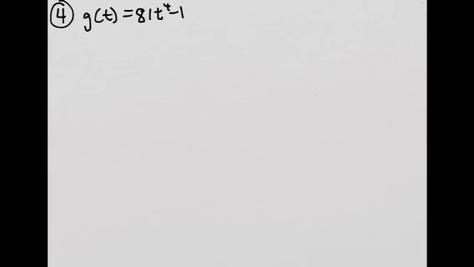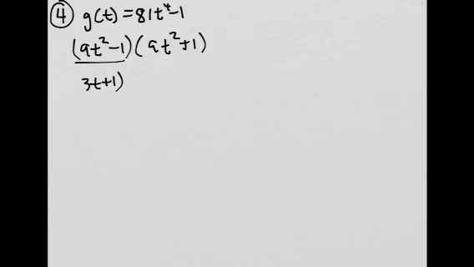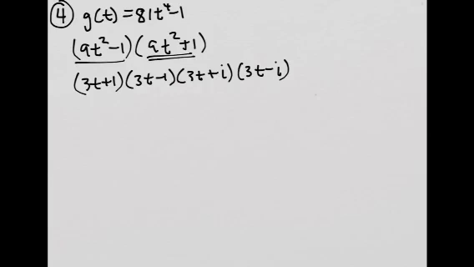Okay, so number 4 is difference of squares. So it's going to be 9t squared minus 1 times 9t squared plus 1. And again, we have another difference of squares right here. So it's 3t plus 1, 3t minus 1. And you could factor this one too as 3t plus i and 3t minus i, if you'd like, or if you just want to go ahead and set it equal to 0 like I did in the previous problem, that's fine too.